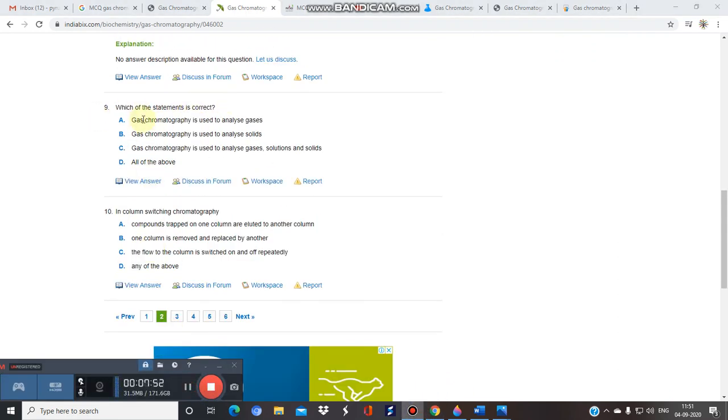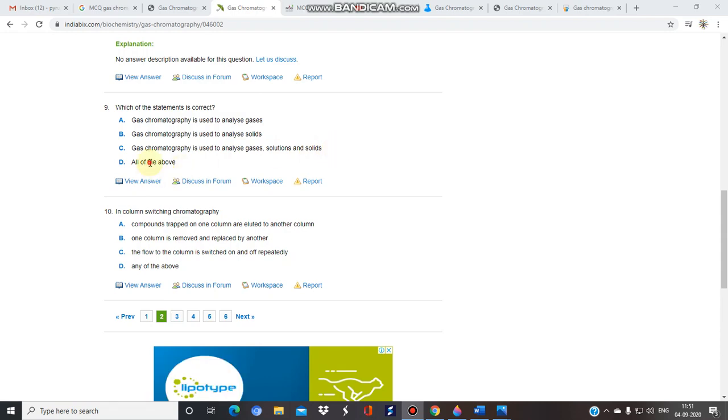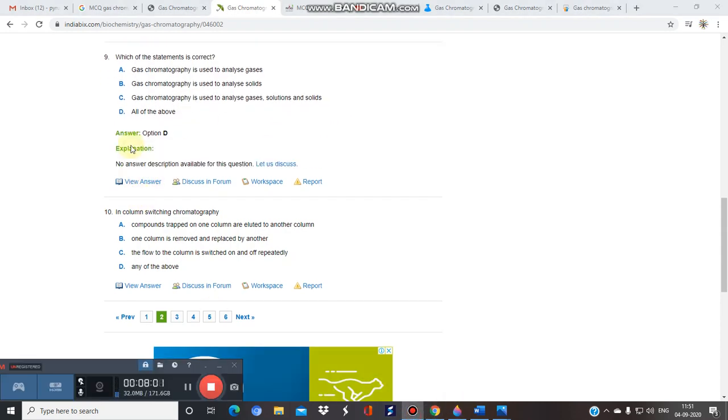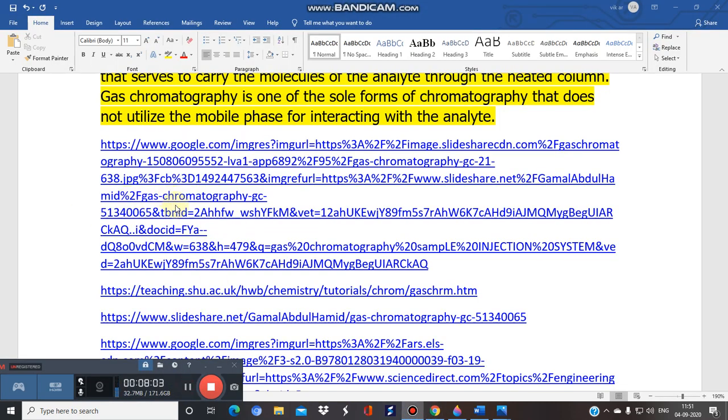In gas chromatography, which is correct? Gas chromatography is used to analyze gases, yes. Analyze solids, analyze liquids, yes. All of these is the right answer. So it is very simple. So I hope now you have a brief idea about gas chromatography.